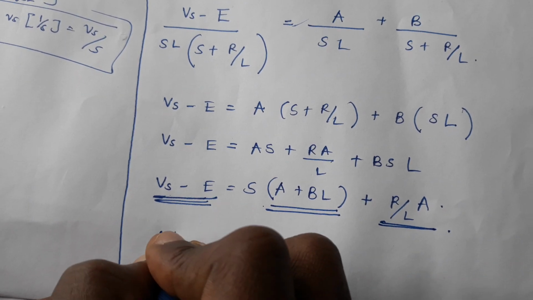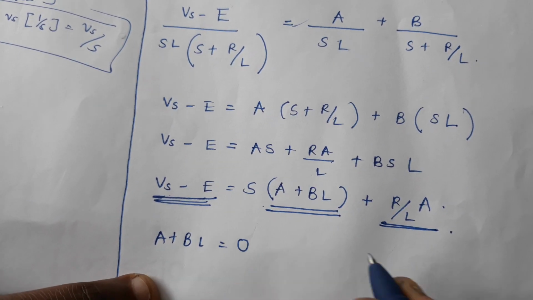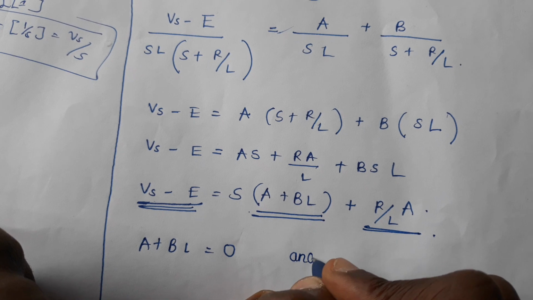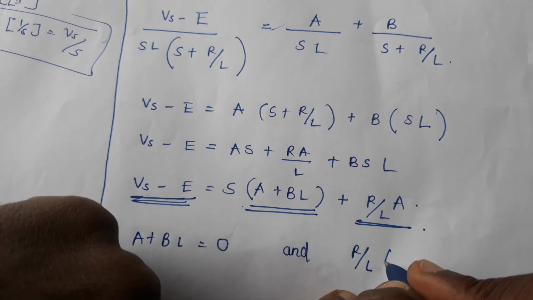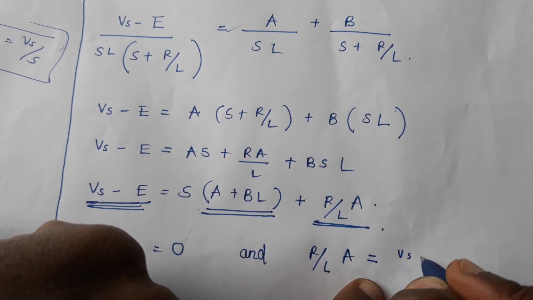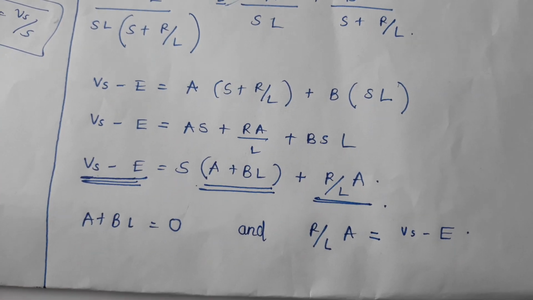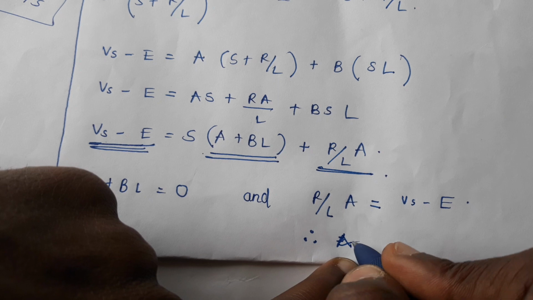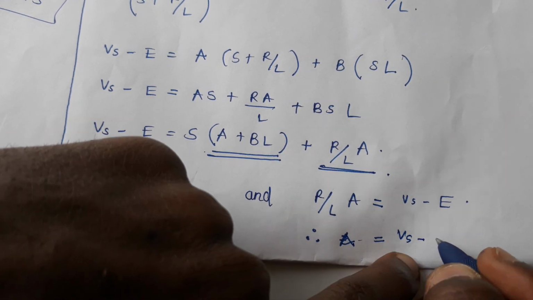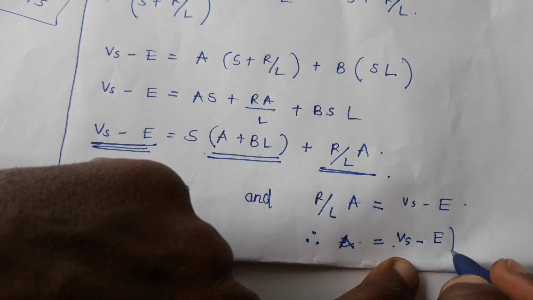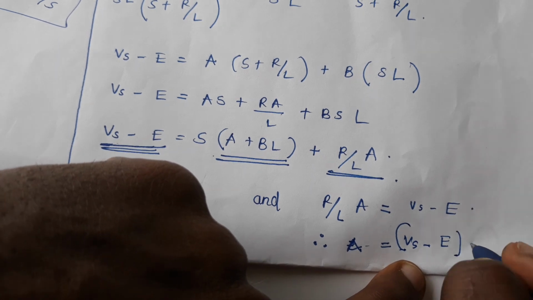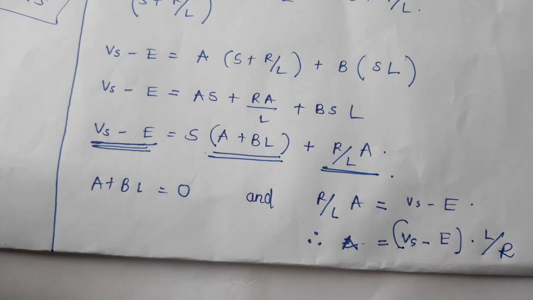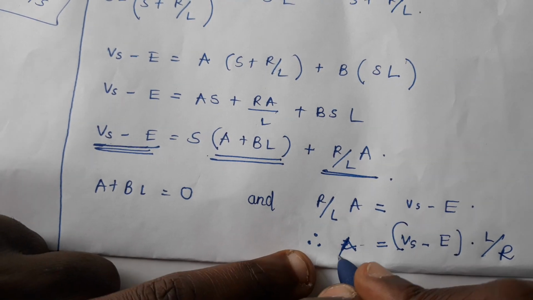Therefore, you can say A plus BL equals 0, and R over L times A equals Vs minus E. Therefore, from here, A equals Vs minus E multiplied by L over R. So this is A.